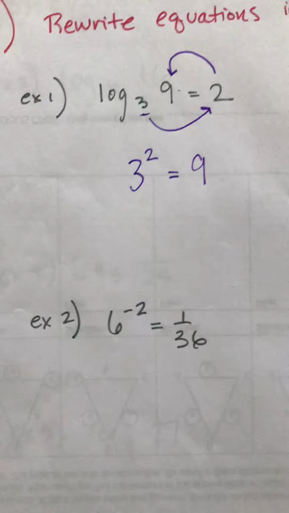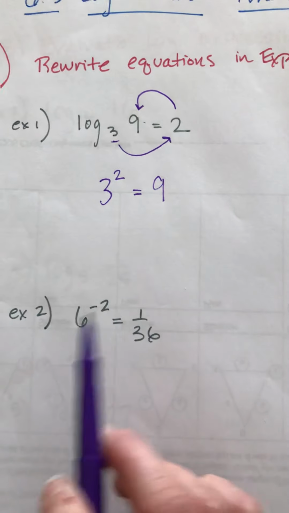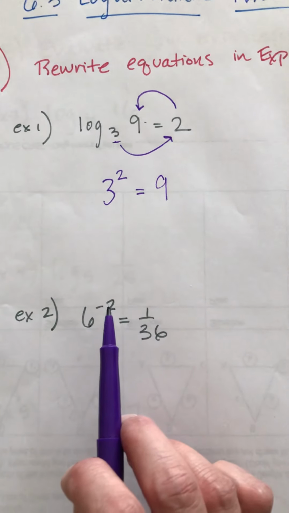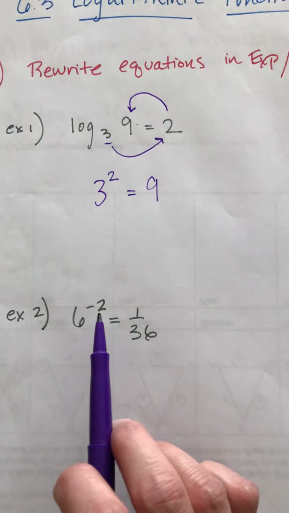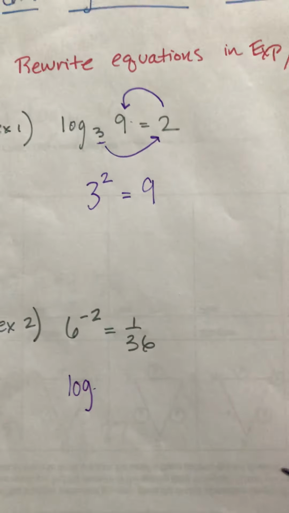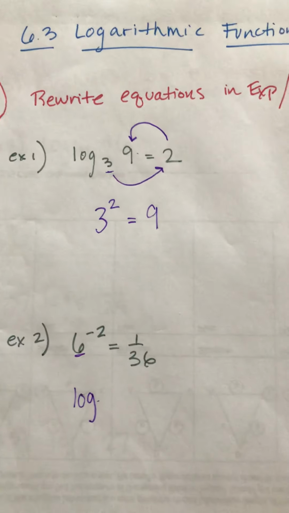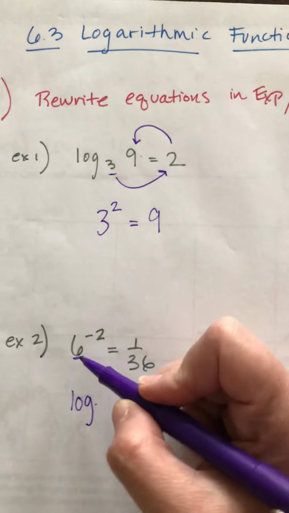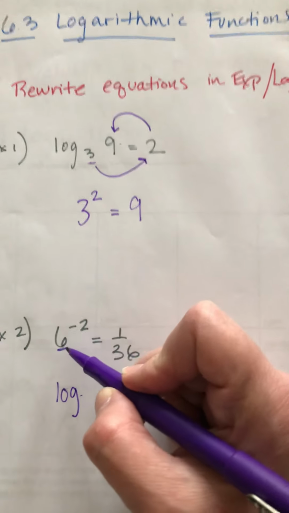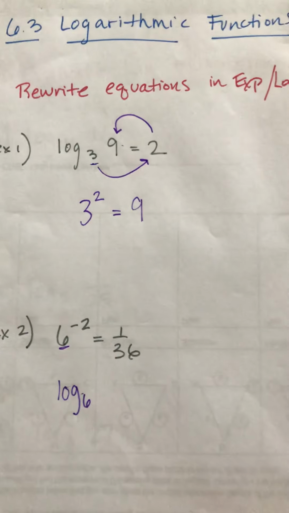What happens if you start with an exponential function? So this is exponential, mostly because I don't see the word log anywhere, or natural log. I see a value raised to a power. That's how you know it's exponential. So I'm going to rewrite this as a log function. I'm going to start by writing log. How do I know what the base is? It's the same as the base of the exponential. So if I have this number being raised to the -2, this is what we call the base. So that's going to be our base for our log. So it's log with a base of 6.